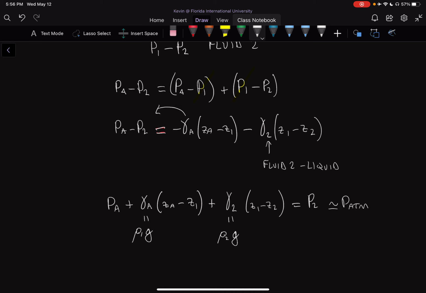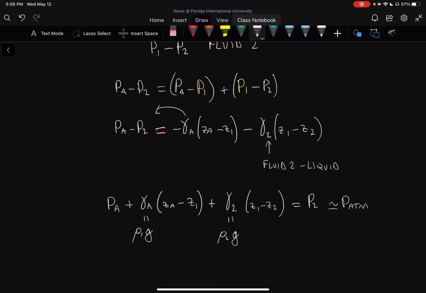Now, the second thing we're going to do is assume that this is a static problem. Even though we have water flowing, we're not told that anything is moving within our system, so it's a static problem. Everything is fixed. Okay, and the third thing we're going to do is find property values.